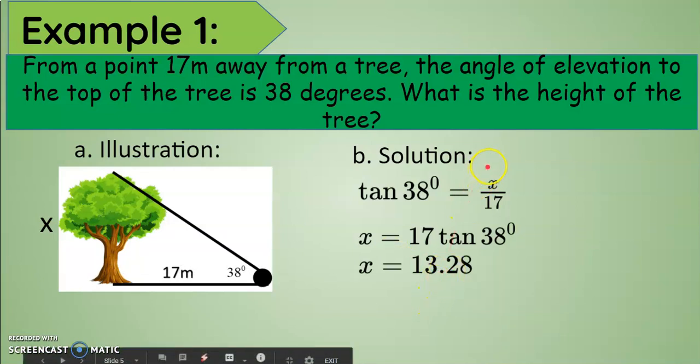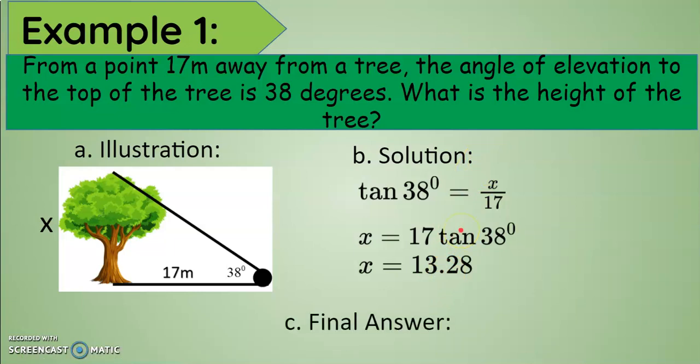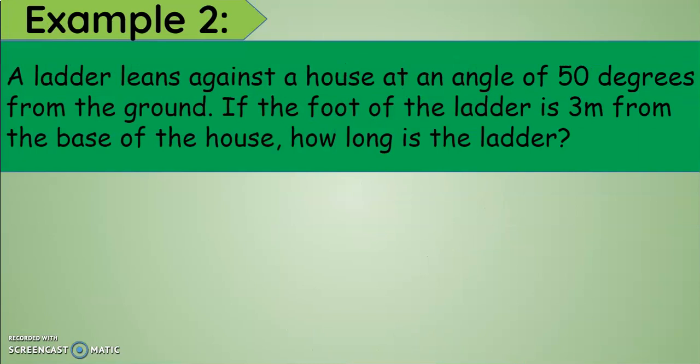Then, the last step in problem solving is the final answer. The final answer must be in statement form, so you have to answer the given problem. What is the height of the tree? So the height of the tree is 13.28 meters. Let's go now to example number 2.